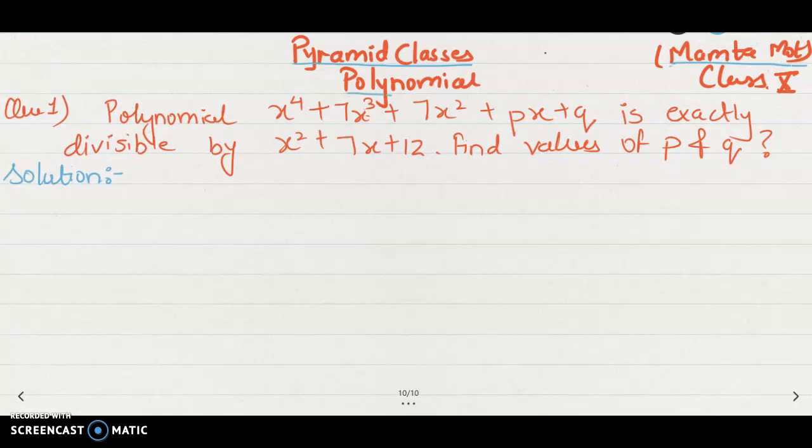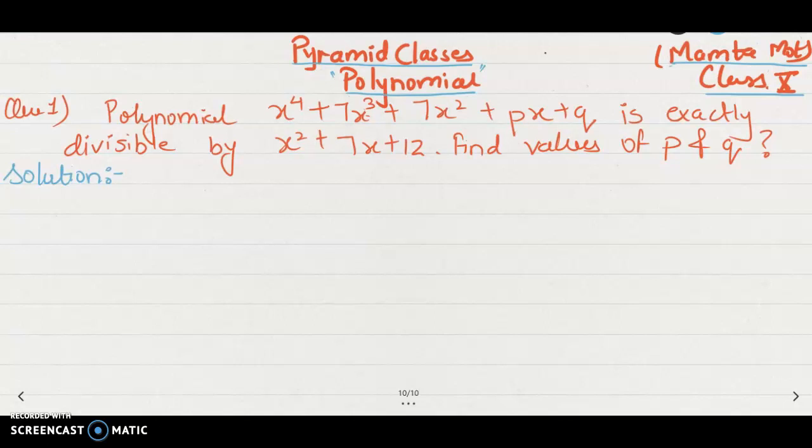Today we are going to take some questions on the chapter Polynomials of class 10 CBSE. This is the quick series which contains the formulas and some questions related to the chapter. For the previous chapter, Real Numbers, and the formulas of the chapter Polynomials, you can go through the link given below in the description box.